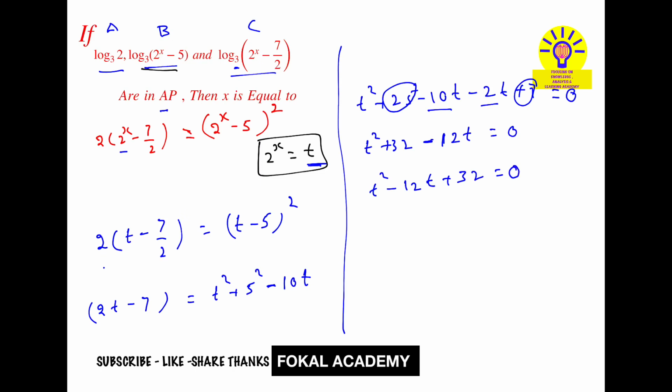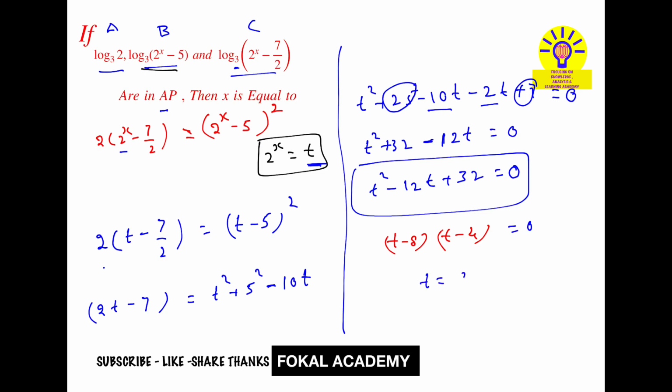Now it is in the form of a quadratic equation. By applying the factorization formula, it becomes (t − 8) into (t − 4). Adding, minus 8 minus 4 becomes minus 12, and by product, minus 8 times minus 4 is plus 32. So now it becomes equal to 0. From this we get t equal to 8, 4.